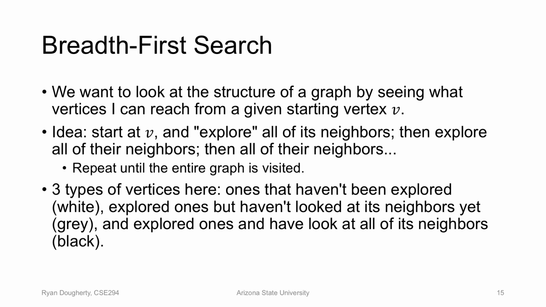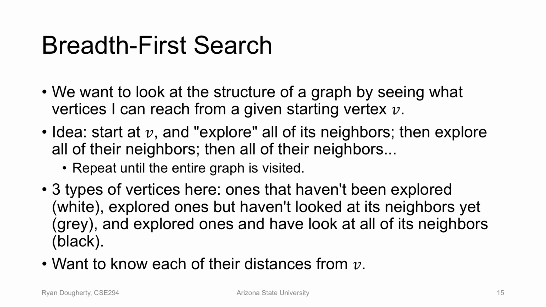So if we look at its neighbors and we see a vertex that's black, then I know not to go that way because I've already considered it. Right? So if we are at a gray vertex and we see a black vertex, we found a cycle. And we also want to know the distances from vertex V. That may be important to know also.